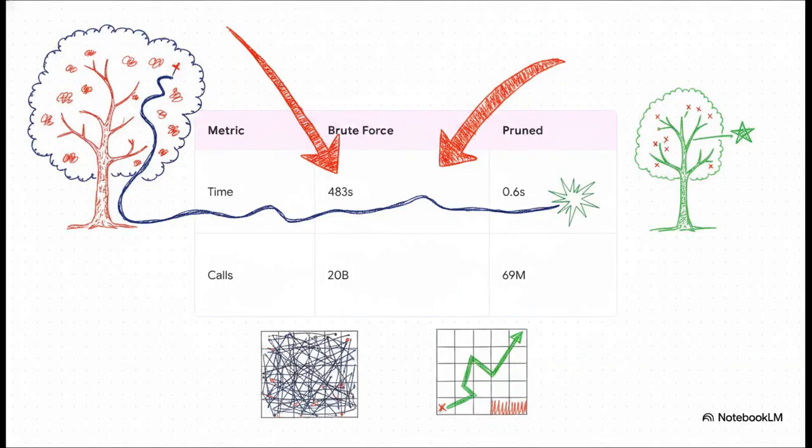To really put that into perspective, let's look at the mathematical shock of pruning on that 7x7 grid problem we talked about earlier. A basic brute force backtracking algorithm took a massive 483 seconds and made 20 billion recursive calls. Yes, billion with a B. But by simply telling the algorithm to prune branches the moment the grid splits into unvisitable sections, the runtime collapses to just 0.6 seconds. The recursive calls drop to 69 million. It's the exact same logic, just slightly more intelligence, and it is literally nearly 1,000 times faster.